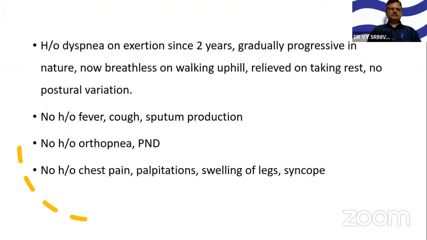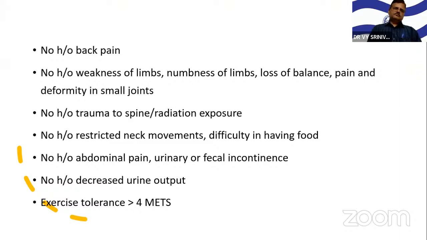He also complained of dyspnea on exertion since 2 years, which was gradually progressive in nature, and he was now breathless on walking uphill, which was relieved on taking rest, and there was no postural variation. There was no history of fever, cough, sputum production, orthopnea or paroxysmal nocturnal dyspnea, chest pain, palpitation, swelling of legs, or syncope. He has no history of back pain, weakness of limbs, numbness of limbs, loss of balance, pain and deformity in small joints. There was no history of trauma to the spine or radiation exposure.